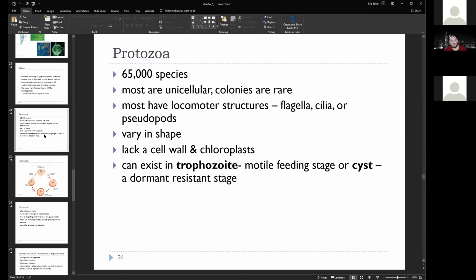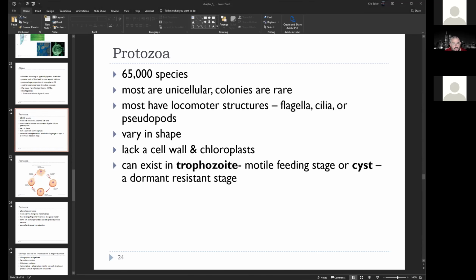Most of them live alone, although you do see colonies of protozoans from time to time. Most of them will swim. They'll have some sort of locomotor structures, usually flagella or cilia, but in the case of our amoeba, it's going to be pseudopods. They tend to vary quite a bit in shape. Most of these don't have cell walls, and most of these don't have chloroplasts. A few of them actually do.